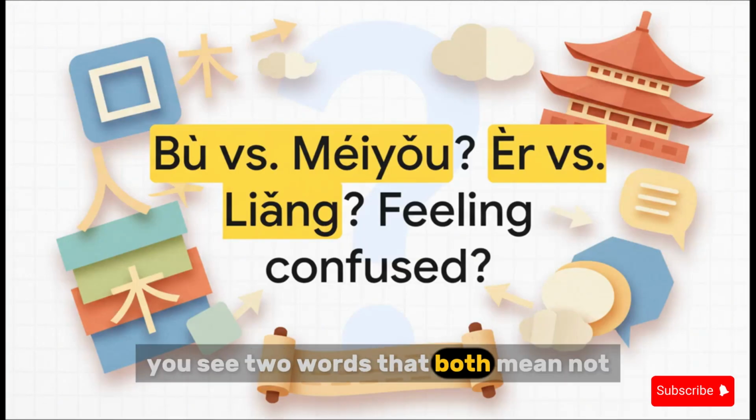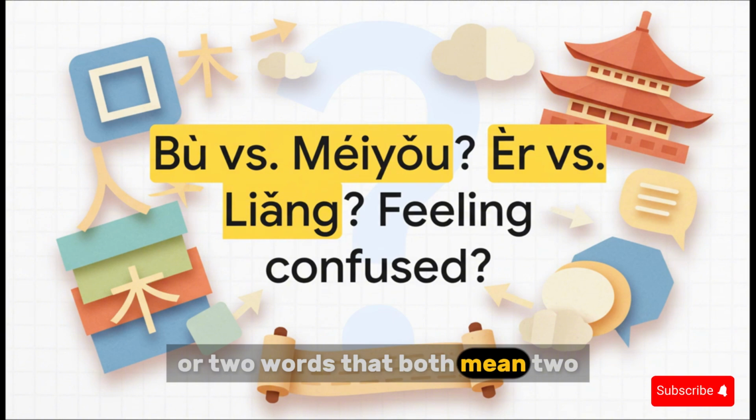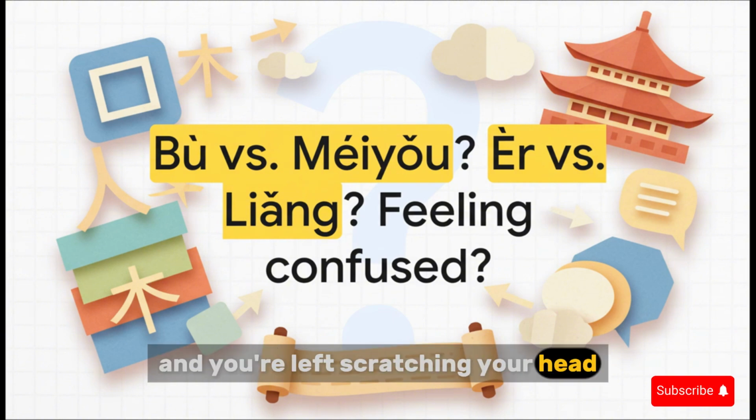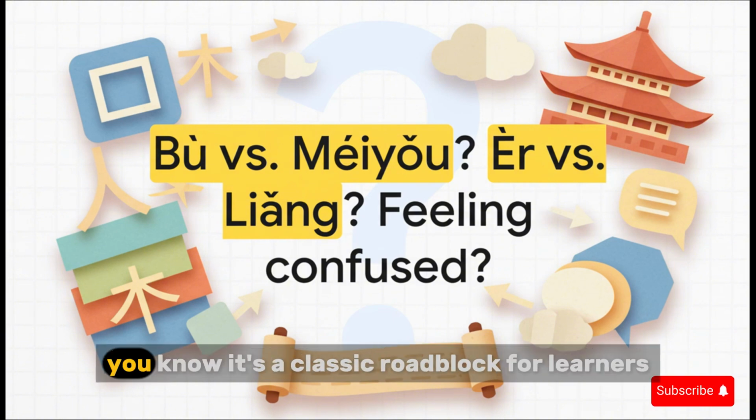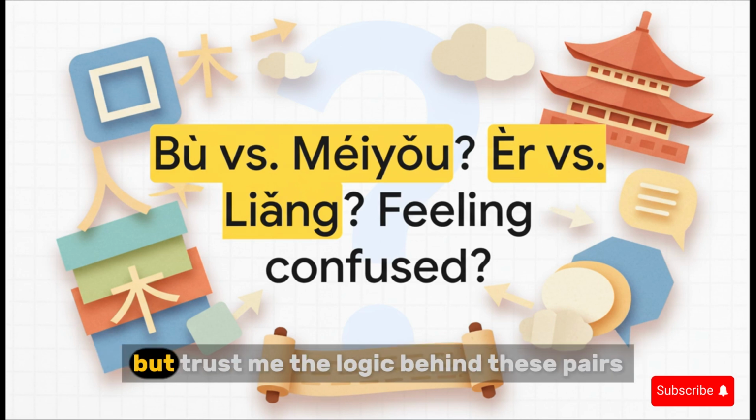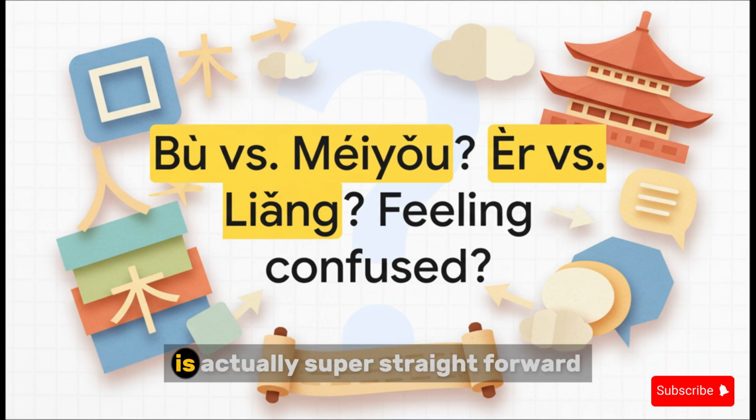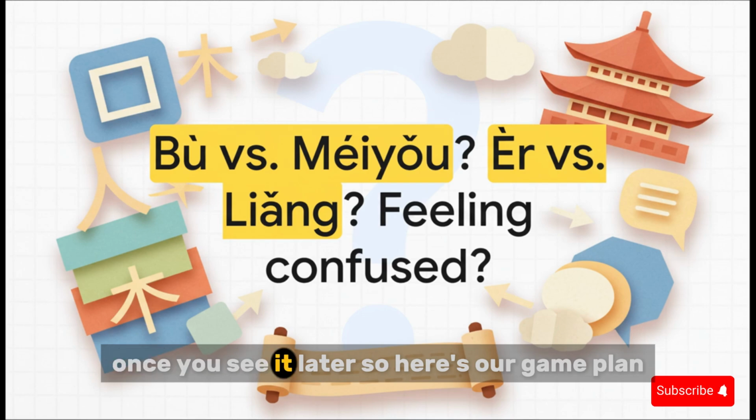Does this look familiar? You see two words that both mean "not," or two words that both mean "to," and you're left scratching your head, wondering which one you're supposed to use. It's a classic roadblock for learners, but trust me, the logic behind these pairs is actually super straightforward once you see it.